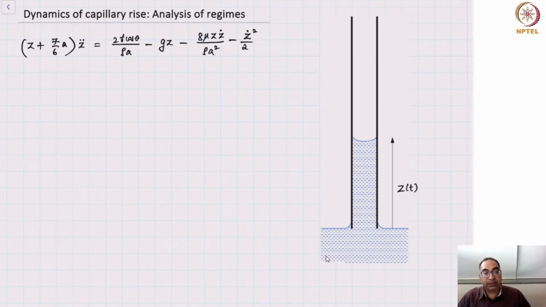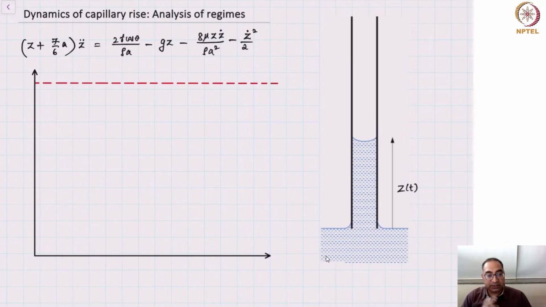Hello everyone. In this lecture, we'll be continuing on the dynamics of capillary rise. In the last lecture, we had already derived the above equation that is shown here. This is a nonlinear, second order equation for the height of the column as it rises in the capillary tube, starting with z equal to 0 at t equal to 0. Now, what we want to do in this lecture is to analyze various regimes because an analytical solution of this equation is not possible.